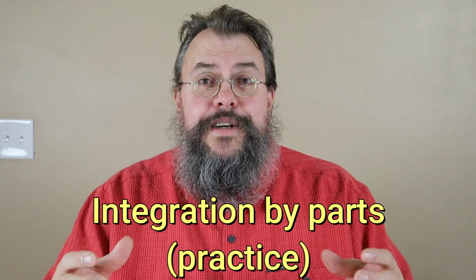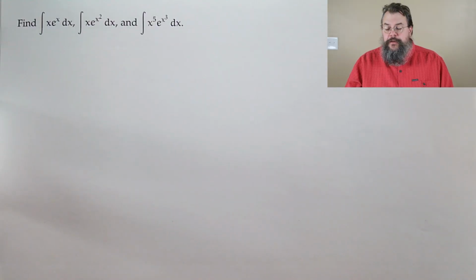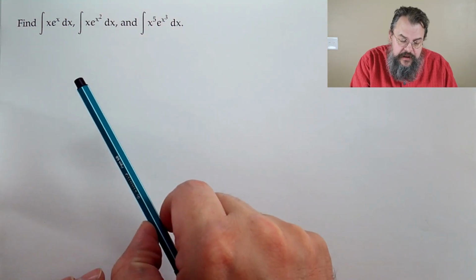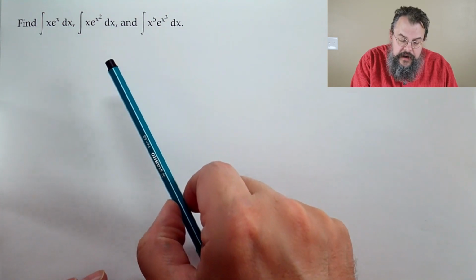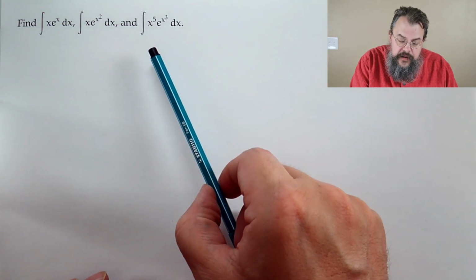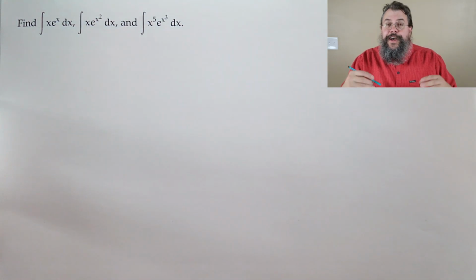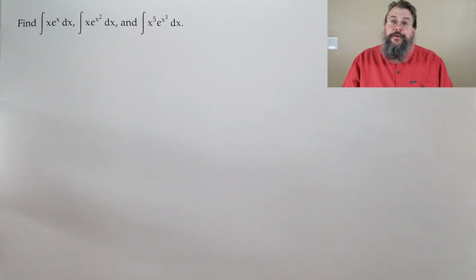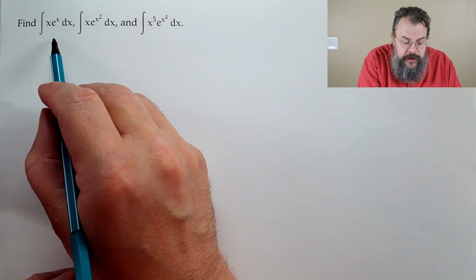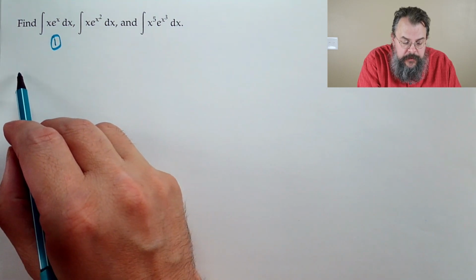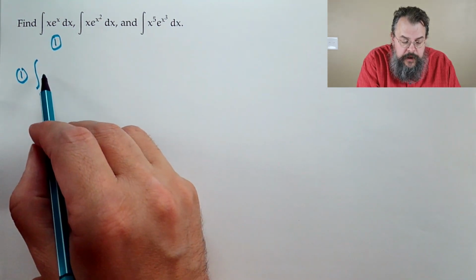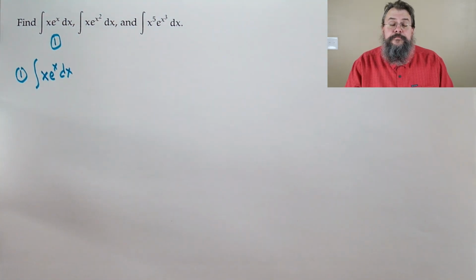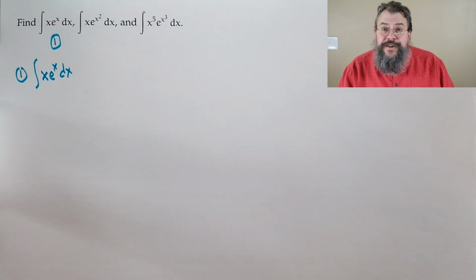Well, let's begin. So our first problem. Find the integral of x e to the x, the integral of x e to the x squared dx, and the integral of x to the fifth e to the x cubed dx. Okay, well, wow, this is 3 for the price of 1. How exciting. Let's go in order. So we'll start with this one. So for the first integral, well, we're looking at this and we say, okay, let's think integration by parts. Because that's what we just learned, right?